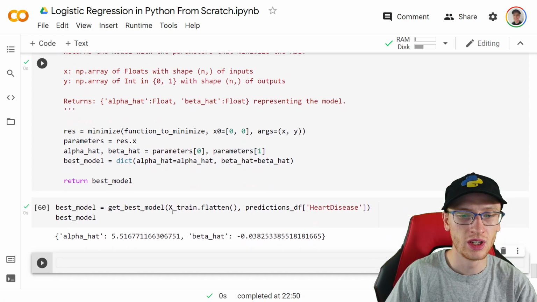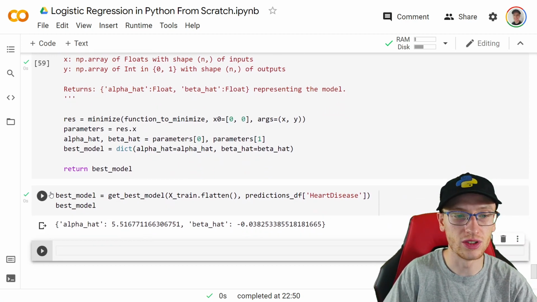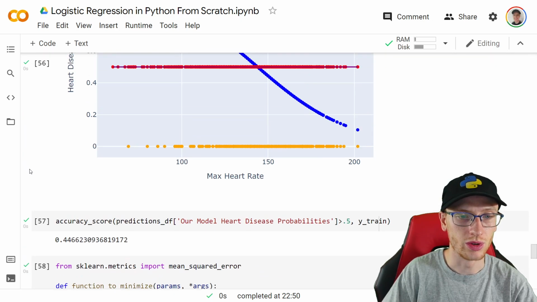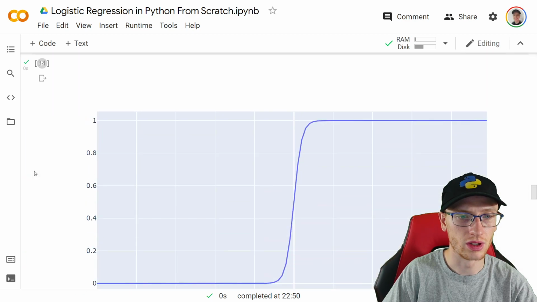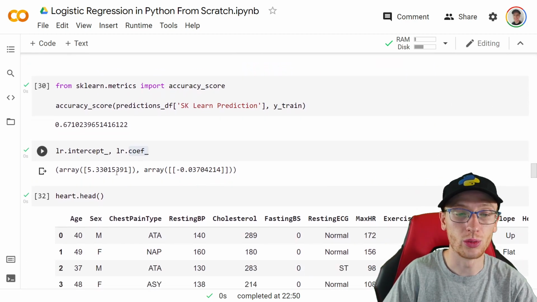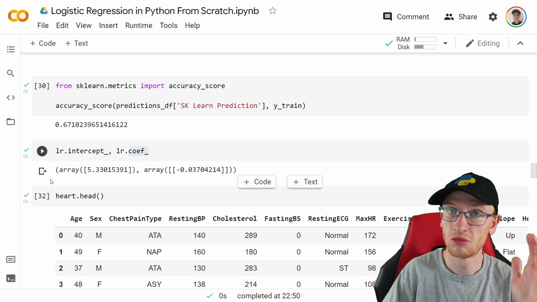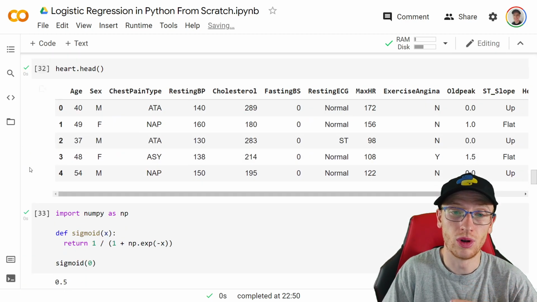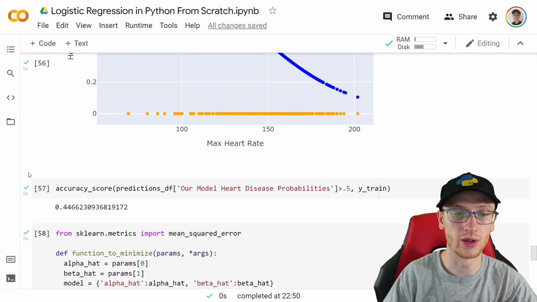So, the best model. What's the best model? Alpha hat is 5.51 and beta hat is negative 0.038. What was our other model? Our Scikit-Learn model was really close to that. We got 5.5 and negative 0.038. They got 5.33 and negative 0.037. Which one's really better? Probably Scikit-Learn's, although I bet ours is pretty darn good as well.